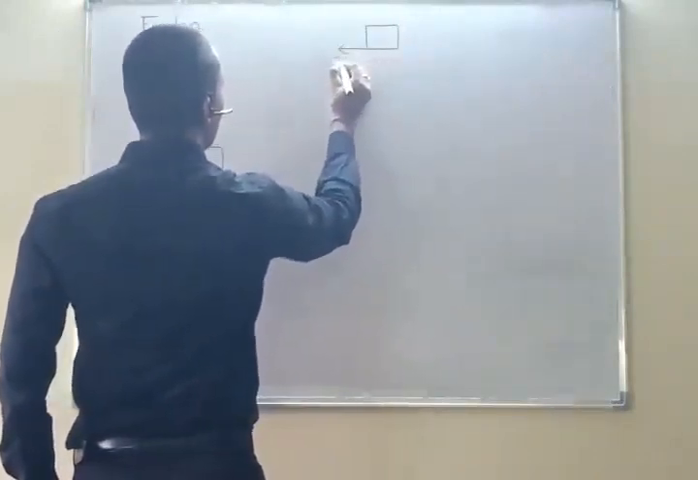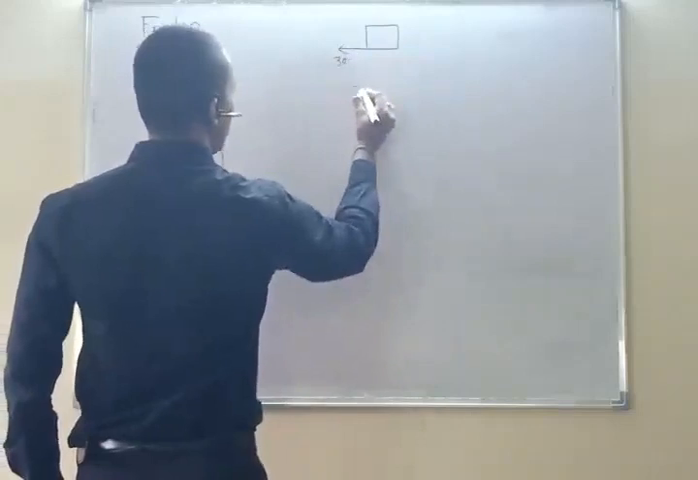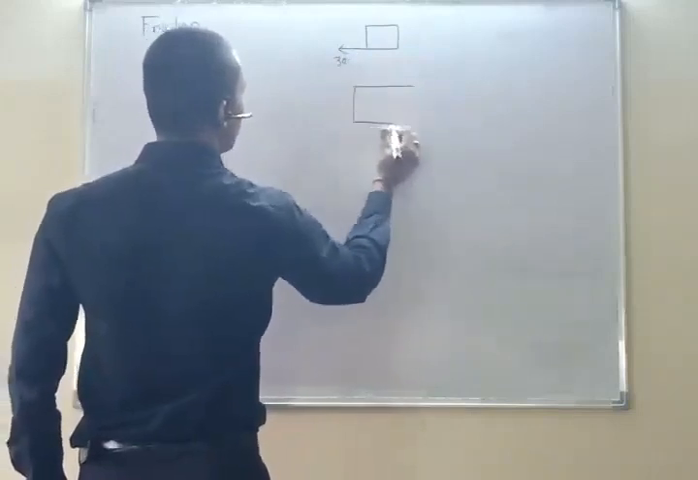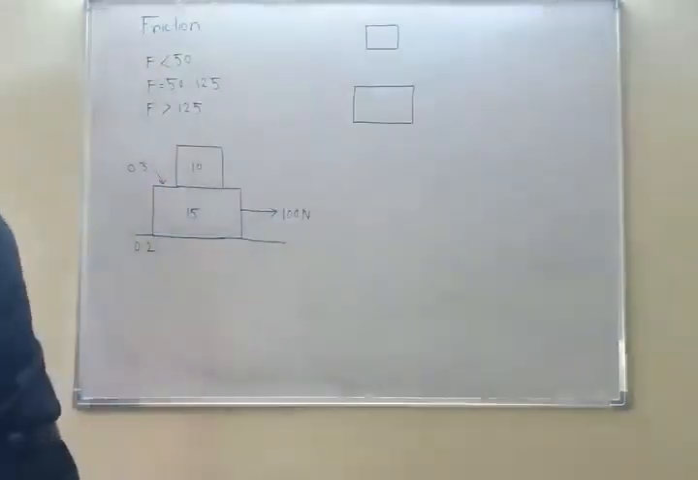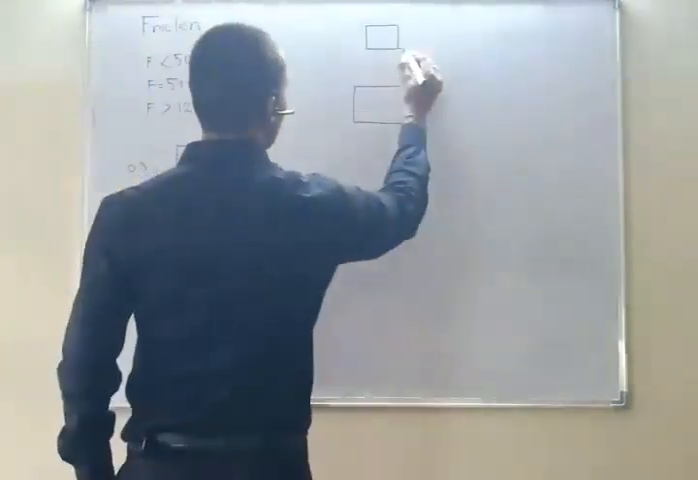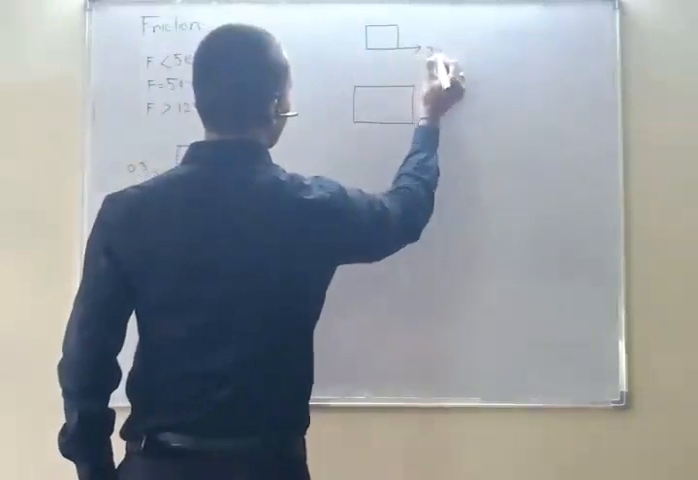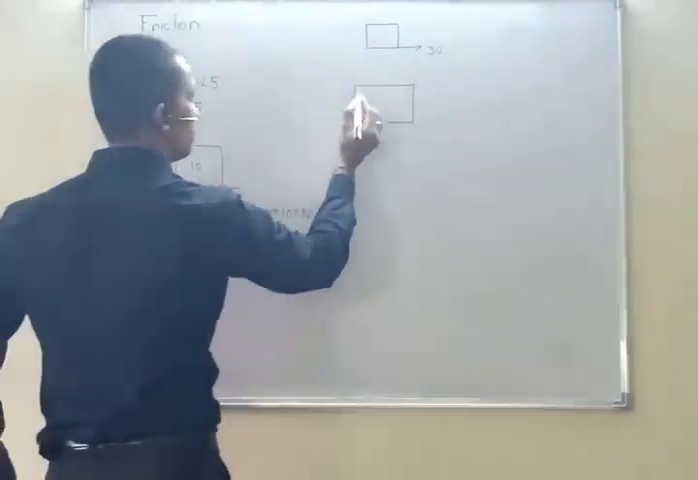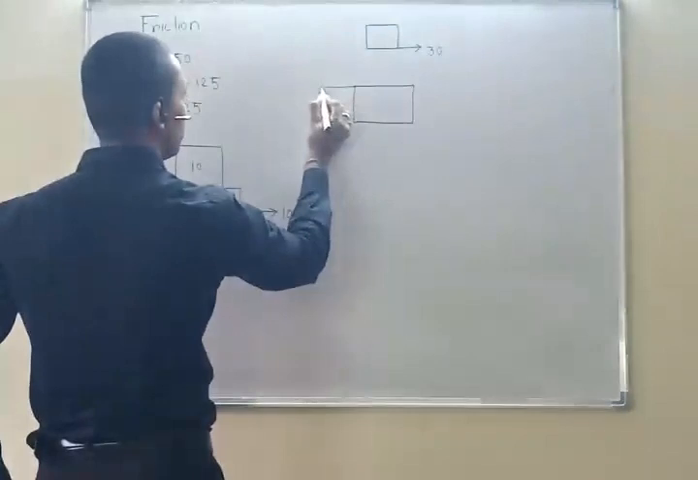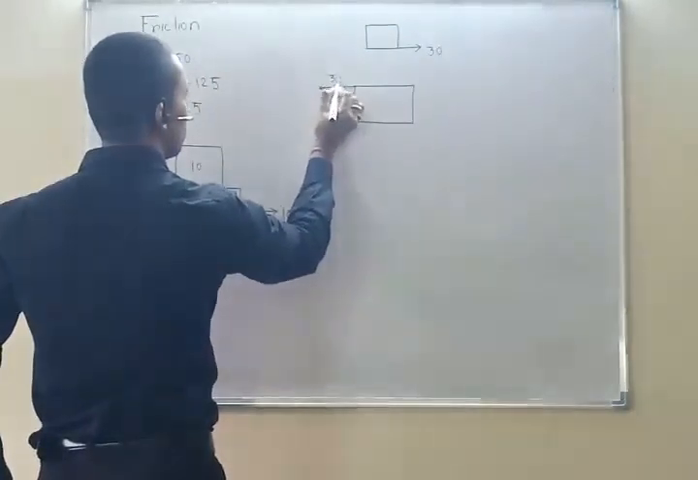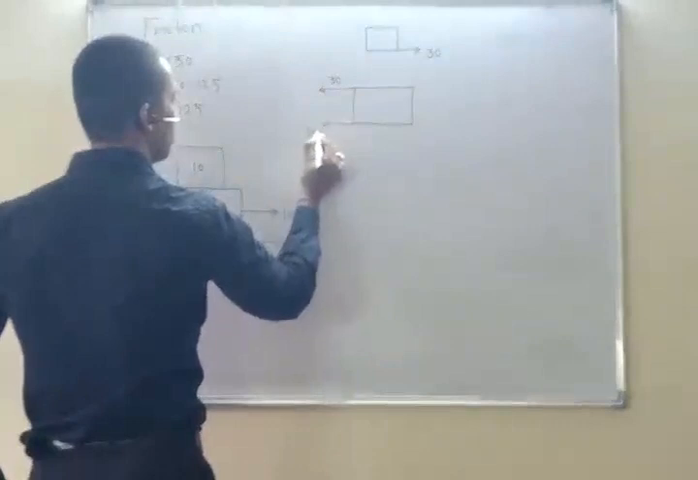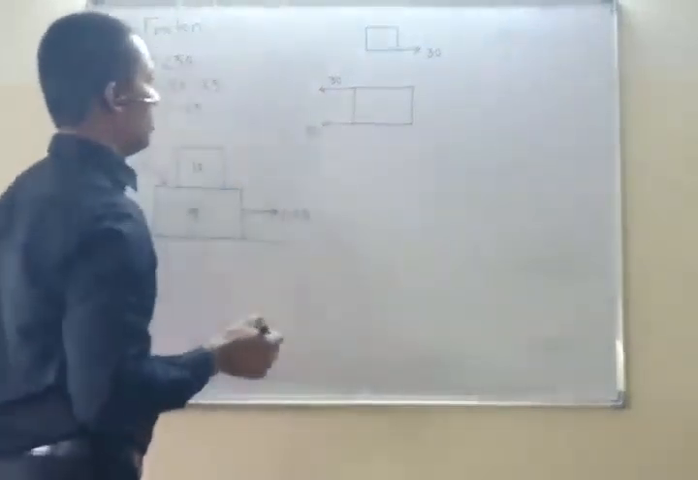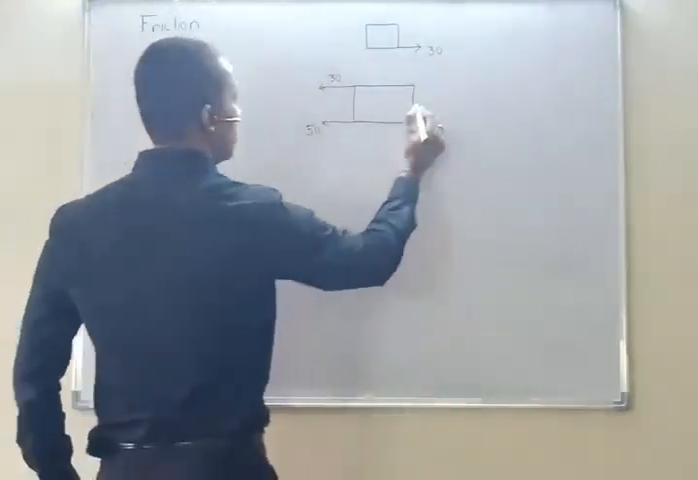Now, if I take this one, let me do this. This is 30 generated here. The direction I have taken wrong. This is 30 in the opposite direction. 30 in this direction, and this is 30 in this direction. And this is 50 in this direction. We have already seen this. And this is 100 in this direction.